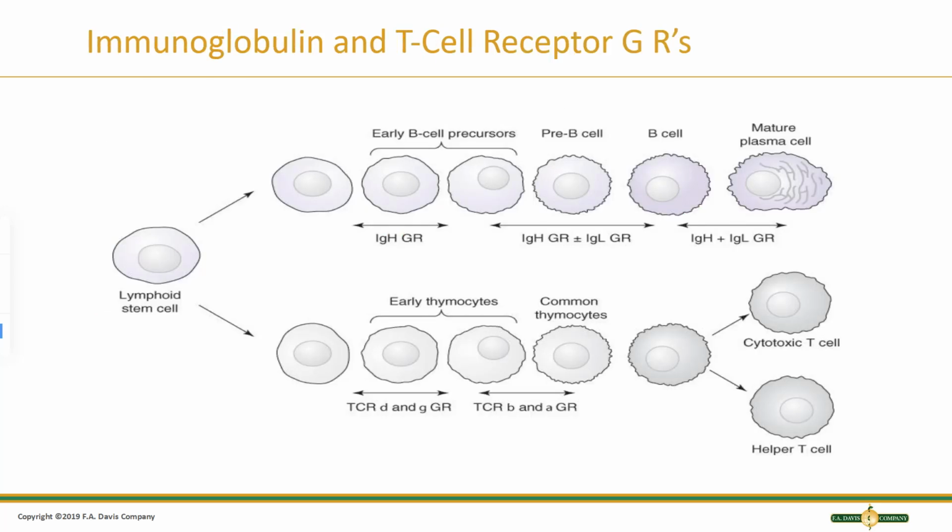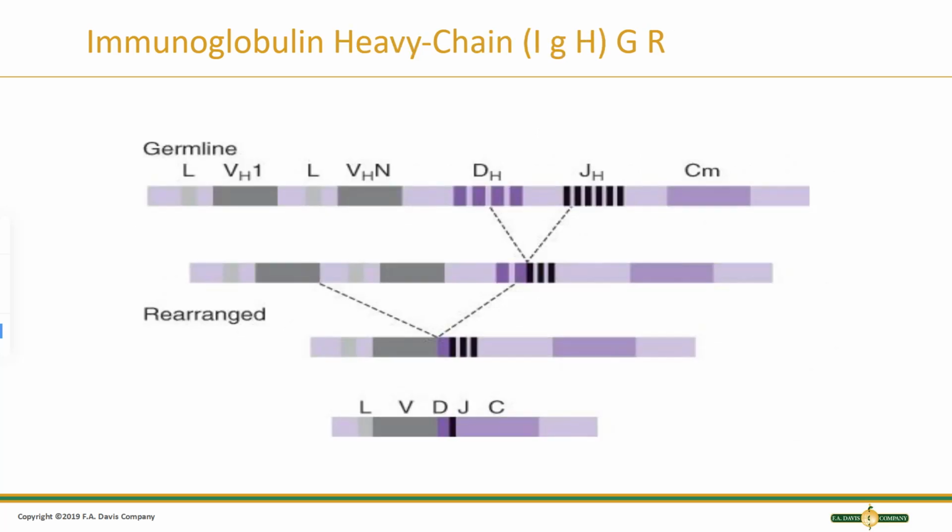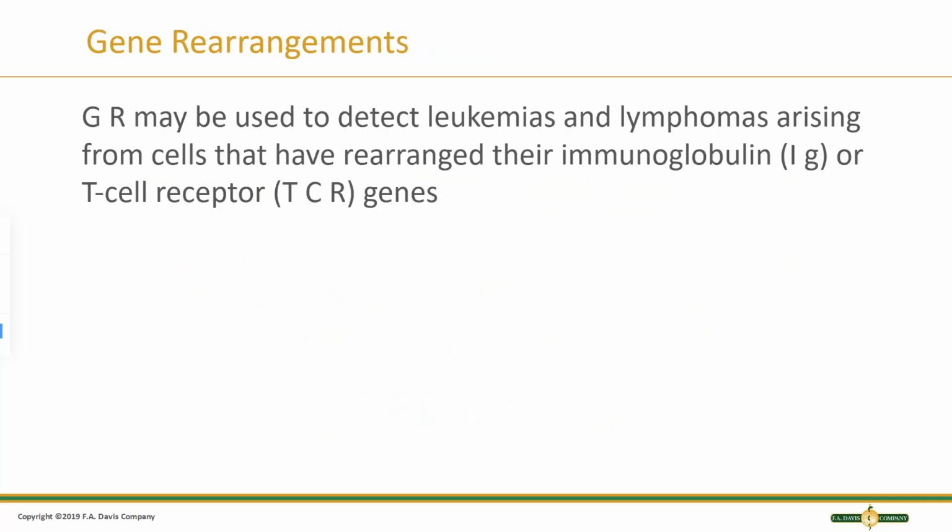So this shows a diagram of that progression. And these genes are rearranged as depicted here. Gene rearrangements may be used to detect leukemias and lymphomas arising from cells that have rearranged their immunoglobulin or T cell receptor genes.